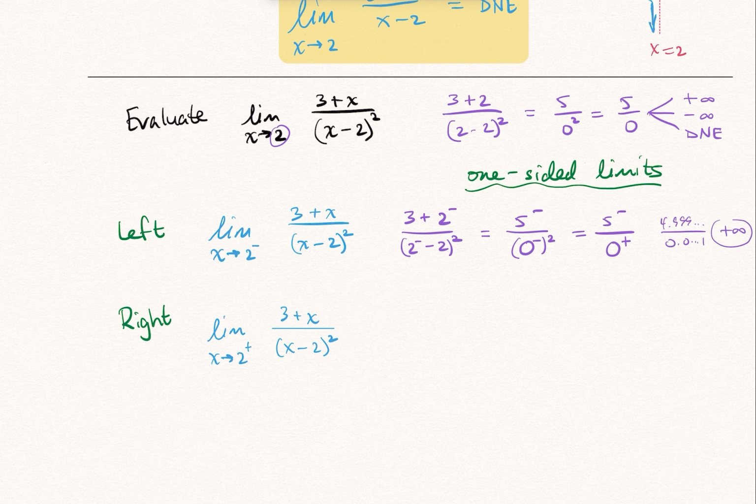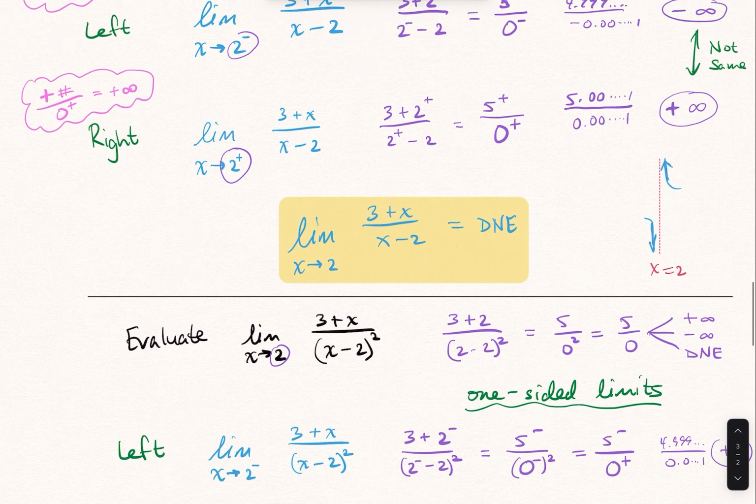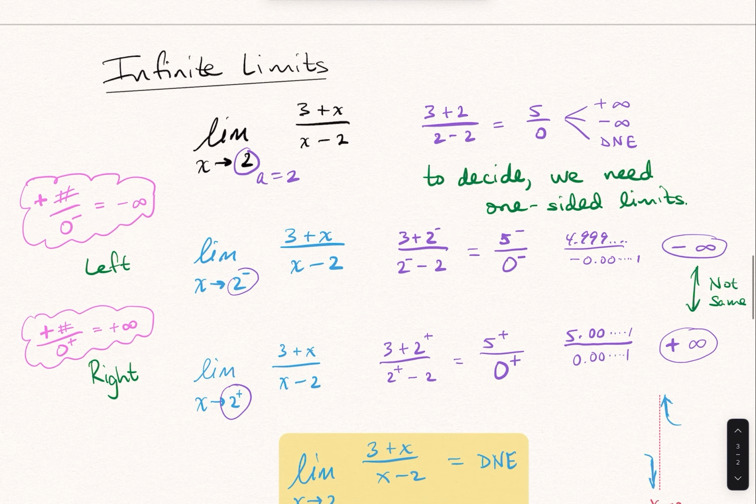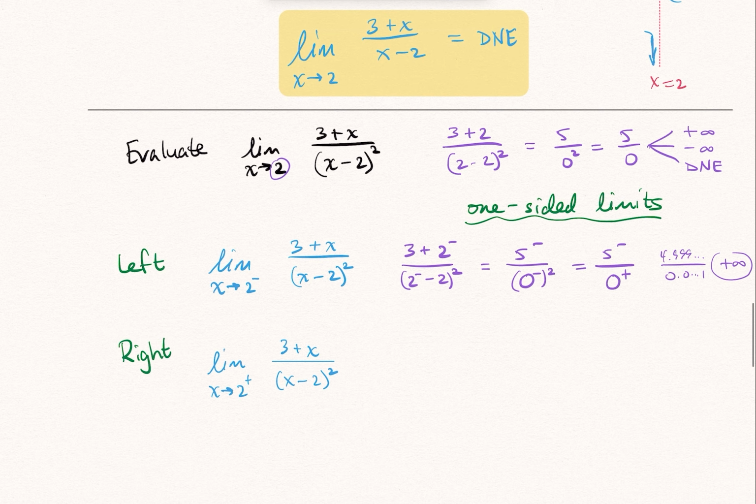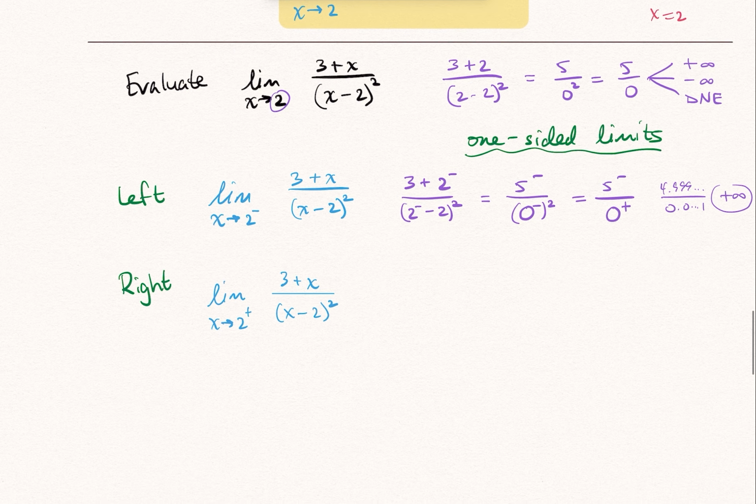Compare this to what we had in the previous example, where we had a number just left of 5 divided by negative 0. The result is negative infinity. Down here, we have just left of 5 divided by positive 0, resulting in positive infinity.